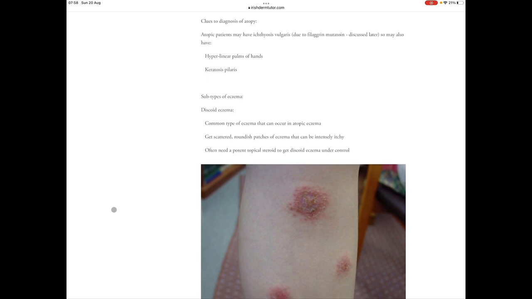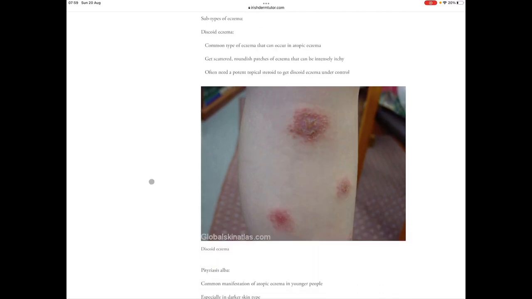So what are the clues to diagnosis of atopy? Sometimes if you're not sure, you can check a few other things. Atopic patients may have something called ichthyosis vulgaris, which is a condition where you get markedly dry skin. This is due to something called a filaggrin mutation, and I'll discuss this later. They might also have other signs. If you look at the palms of their hands, you might note that they're very hyperlinear, and they might also have keratosis pilaris, which is basically little bumps around the hair follicles, often seen on the upper arms, and they're very common.